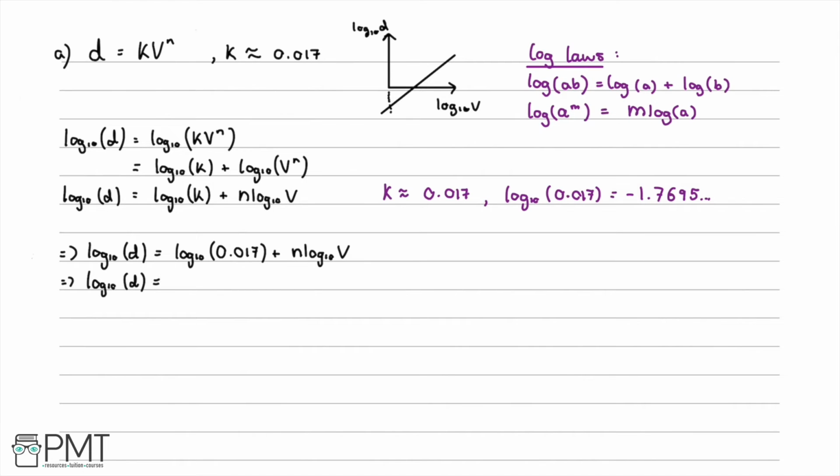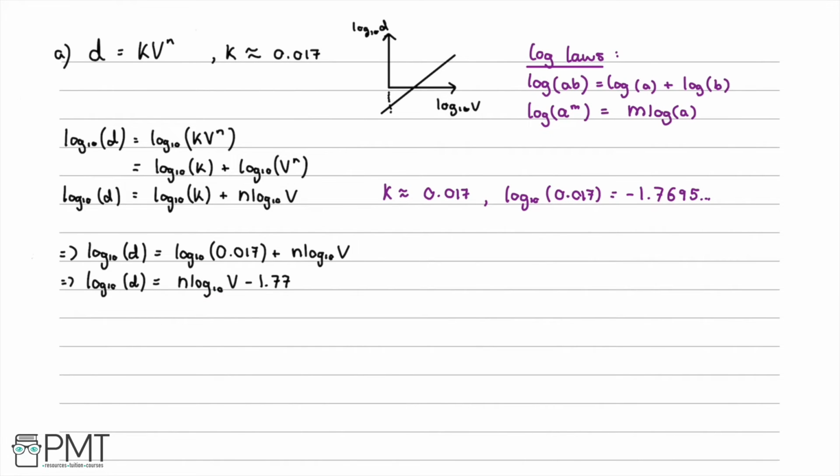is equal to n log base 10 of v, and then we take away 1.77, where our negative 1.77 comes from here. So what do we have now? Well, we have something that has the components of our graph. So we recall that we had log base 10 of d against log base 10 of v.